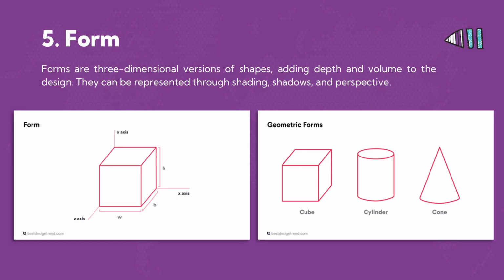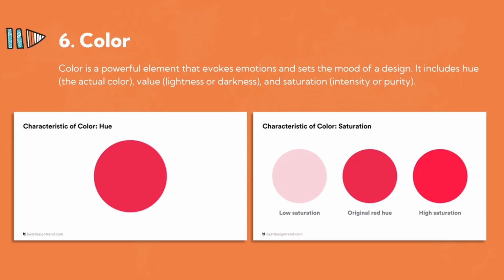We have form. Form are now 3D shapes, okay? And they add what we call depth and volume to the design, which can be represented through shading, shadows, and perspective. Color is a powerful element which evokes emotions and sets the mood of a design. It includes hue, which is the actual color, value, which is lightness or darkness, and saturation, which is intensity or purity.